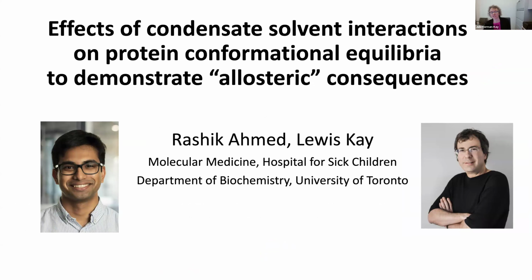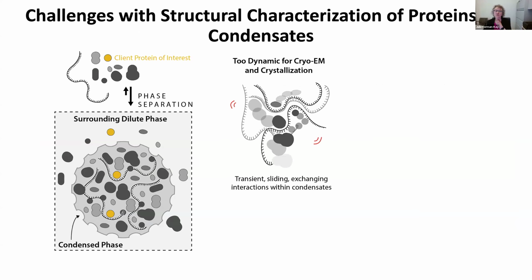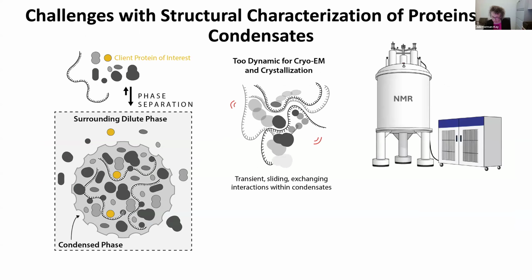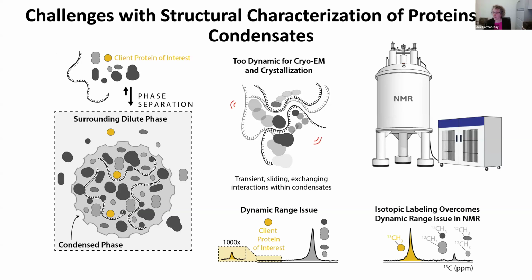It's work that was done by a superb postdoc, Rashik Ahmed, who is jointly supervised by myself and Lewis Kay, in very close collaboration with Lewis Kay. It's very hard to think about the conformational states of proteins inside condensates because it's difficult to examine them experimentally. They're too dynamic for cryo-EM and X-ray crystallography, and therefore we need to use NMR tools. There's a dynamic range issue because clients can be 100 to 1,000 fold lower in concentration than the scaffold. Luckily, in NMR we can use isotope labeling approaches to overcome that issue.